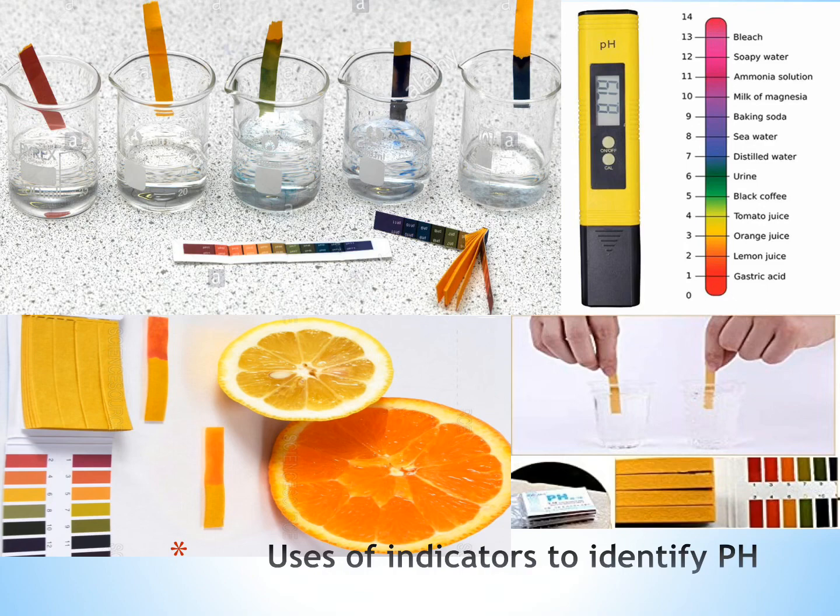The pH meter can detect and measure the hydronium ion concentration electronically.